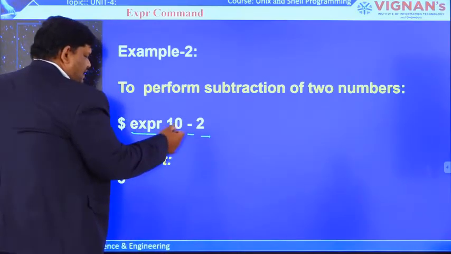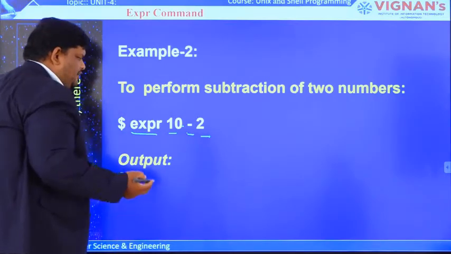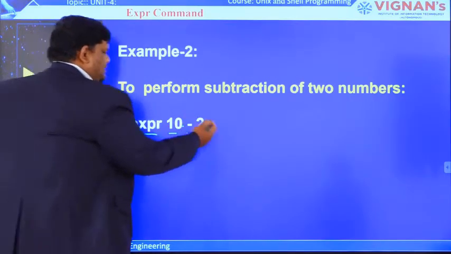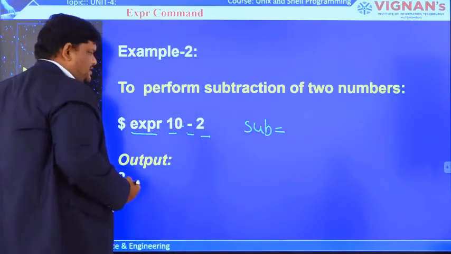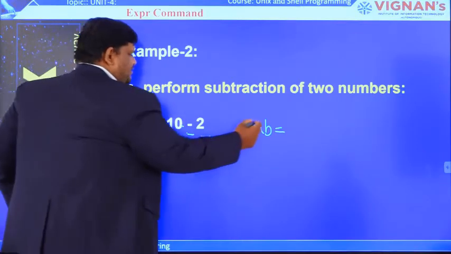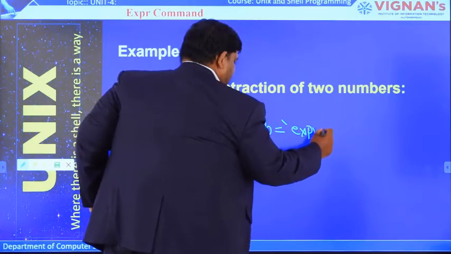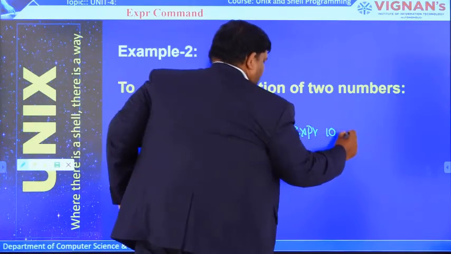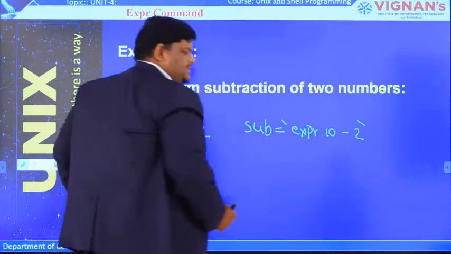So that means it will evaluate the subtraction operation. Then the answer is 8. If you want to hold the result in a variable, assume the variable name is sub, for subtraction. If you want to write this expr in the value place, then we have to include it in back quotes. Then we write the command name expr, 10, the subtraction operator, and 2, and again close this with the back quotes.